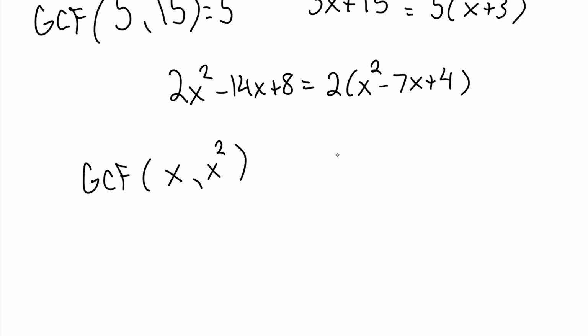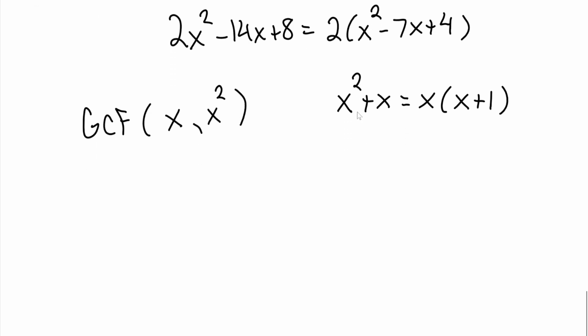So if we had something like x squared plus x and we wanted to factor it, we could pull an x out and we'd be left with x in the front because we took one of the x's out, and we'd be left with 1 right here because x divided by x would be 1, right? Anything divided by itself will be 1. So we can do this with variables just the same way that we would do it with numbers.